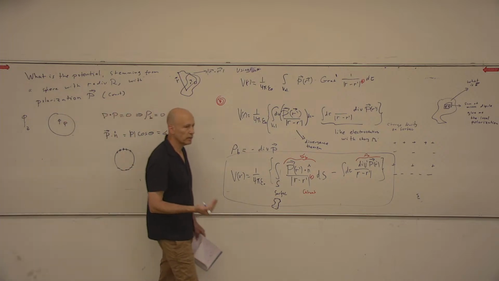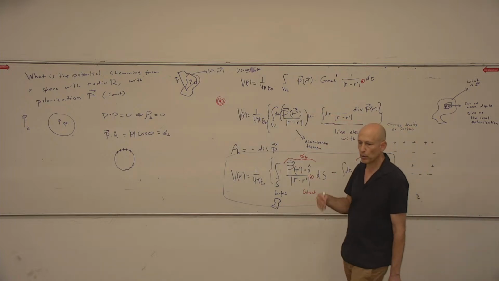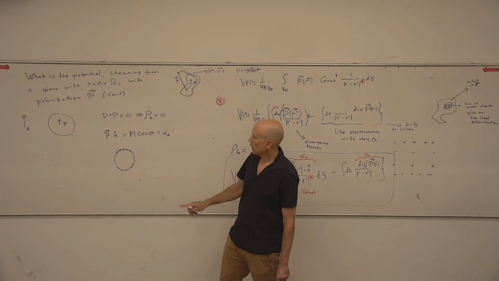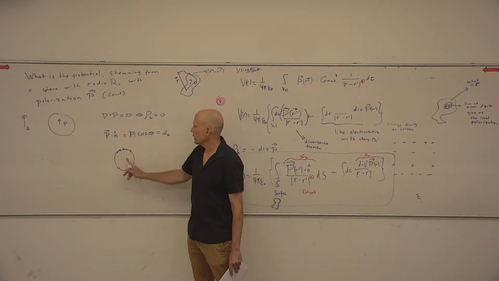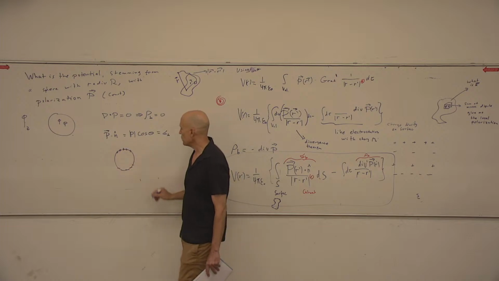Minus. This is the effective problem that I'm solving now. I replace the polarization problem with a charge problem. Okay? And you understand this is theta equal 0, this is theta equal pi, here it's minus. What is the total charge?